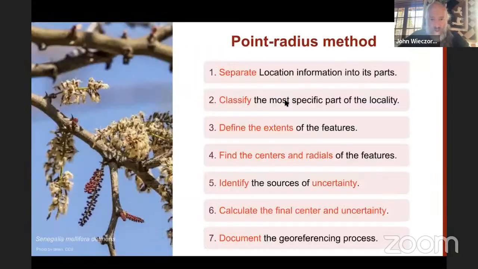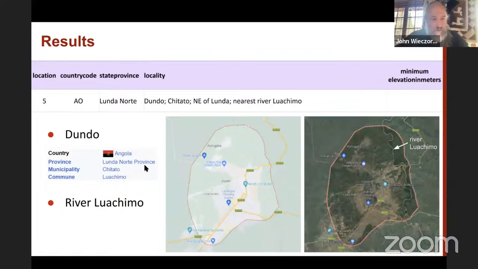So let's go and look at some information that Paula's put together here. On the map on the far right, you can see where she's delineated where the river is. So that's good. It's consistent. It's near something, the rest of the locality. The more specific part of the whole description seems to be Dundo, this town, which on Google Maps has a polygon, both here and here in the satellite view. So that's the shape that Google Maps has given to Dundo.